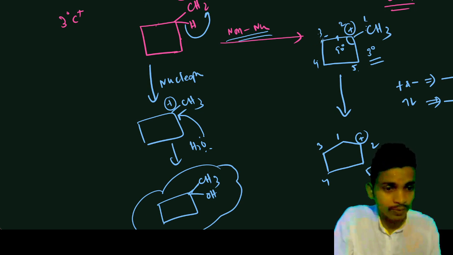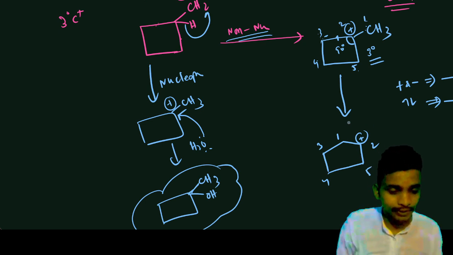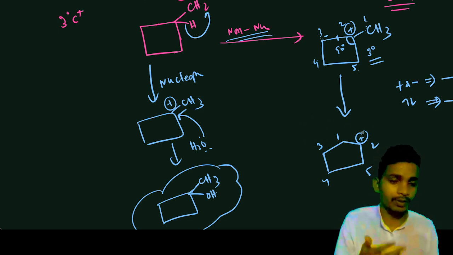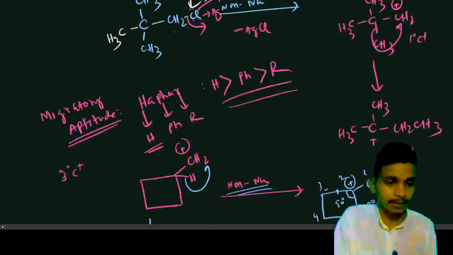Okay, and now this one and this I make the bond. It means that here positive charge will remain. Okay, so that's why I put the positive charge here. So this type of carbocation, this 5-member ring, will form. Okay, and if it is non-nucleophilic, then it will stay up to here.